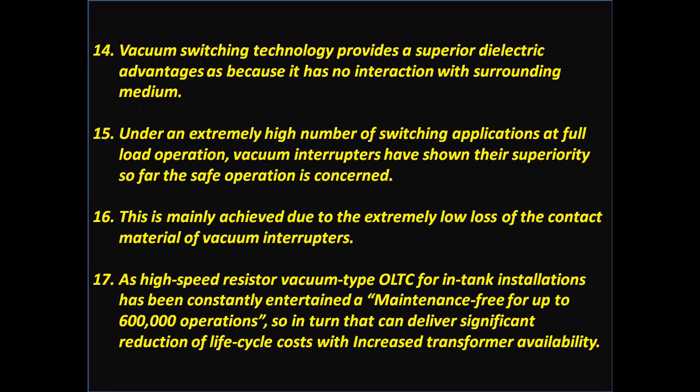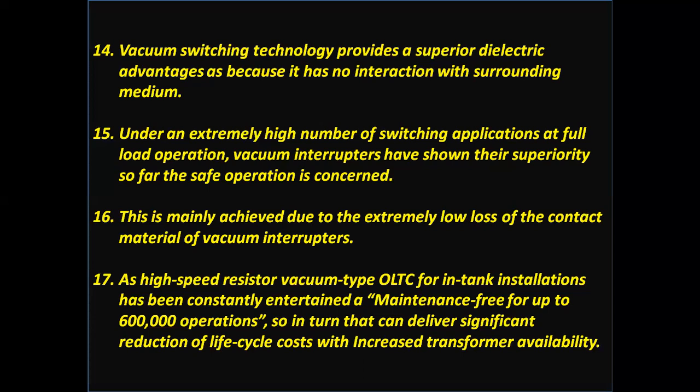Vacuum switching technology provides superior dielectric advantages because it has no interaction with the surrounding medium. Under an extremely high number of switching operations at full load, vacuum interrupters have shown their superiority as far as safe operation is concerned. This is mainly achieved due to the extremely low loss of the contact material of vacuum interrupters.